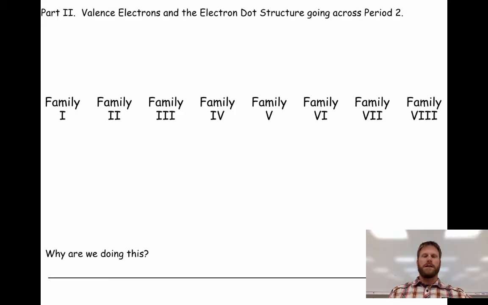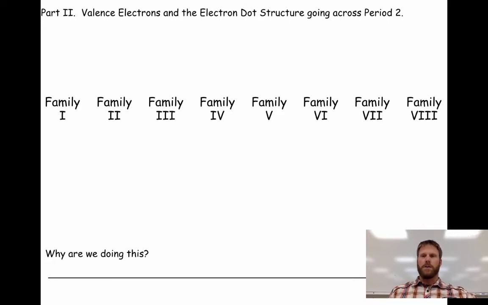So that was the electron dot structures for elements down a family. Let's look at electron dots going across a period. The first thing I want to remind you of is that whatever column or family that an element is in, that's how many valence electrons it has.